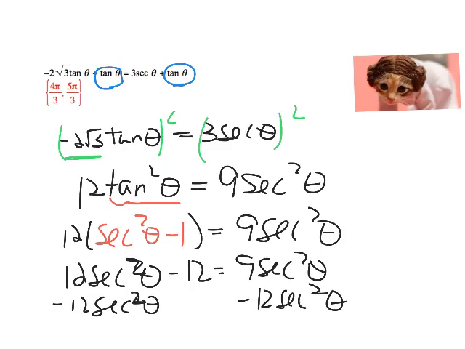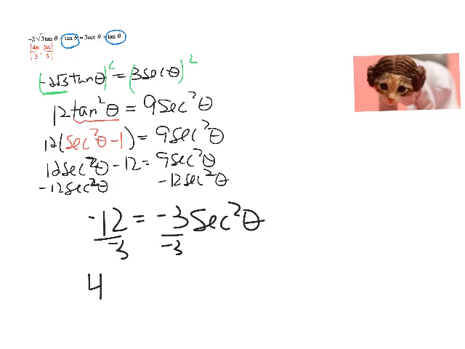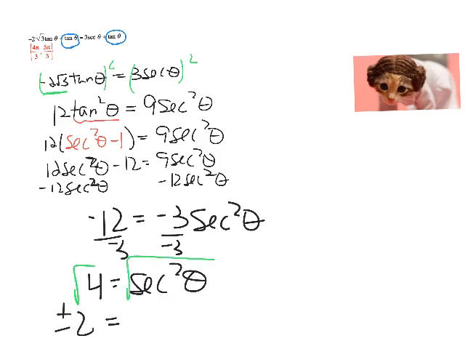Squared theta. Okay, I gotta give myself a little bit more room. Okay, there we go. So you get a -12 equals a -3 secant squared. Right? When you divide both sides by -3, you get a 4 equals secant squared theta. And when you take the square root of both sides, you got to do positive and negative 2 because you're in big kid math, and that equals secant of theta.